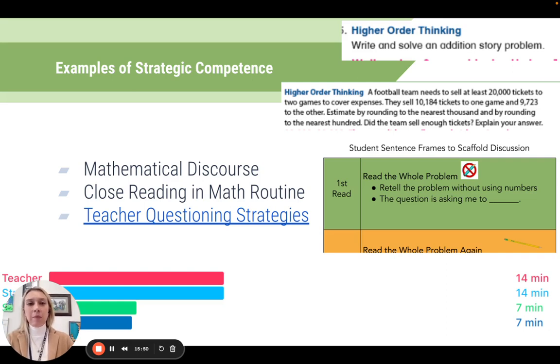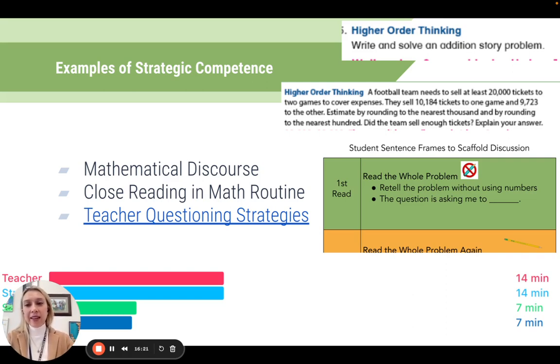So here are two examples, again, just screenshots. The first one is to write and solve an addition story problem. This is a first grade example. Within this, basically what they're doing is they're writing a word problem for themselves, so they're building in that relevance. The second one, I believe this is fourth grade. They know that a football team needs to sell a certain number of tickets. They sell this many tickets to one game, this many tickets to another. Estimate, did they sell enough tickets? And then be able to explain.